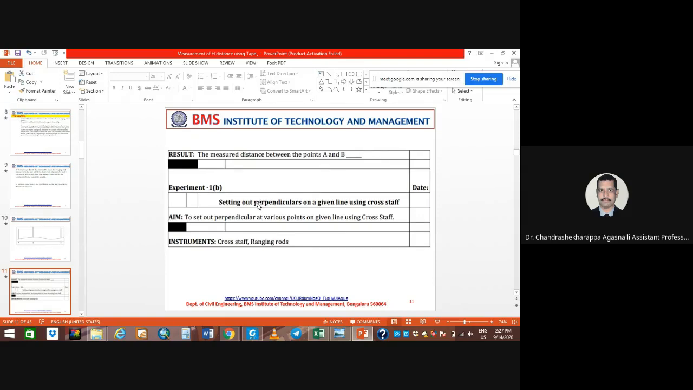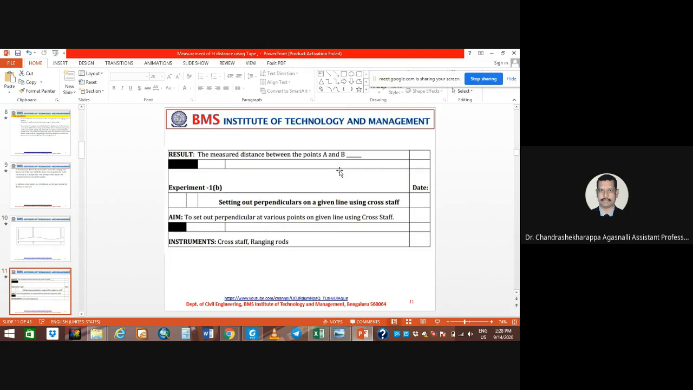The next sub-experiment within the first experiment is setting out perpendiculars on a given line using the crossstaff. Why are we using perpendiculars, and why are we using the crossstaffs? The crossstaffs are most important while doing the survey, especially for gridding, not for line alignment. Line alignment you can do with your own methods, or using bearings. But for gridding, where you are doing levelling, block levelling, it is very important. You have to use the crossstaffs.